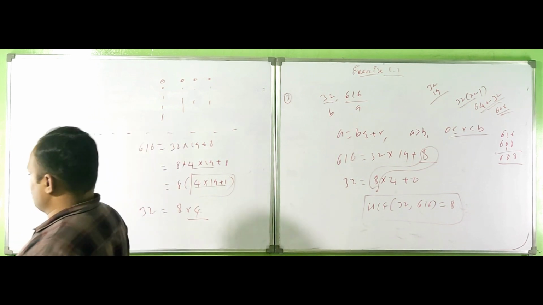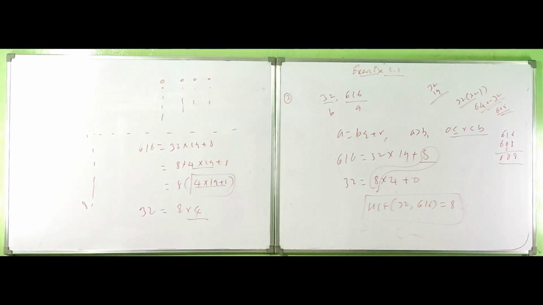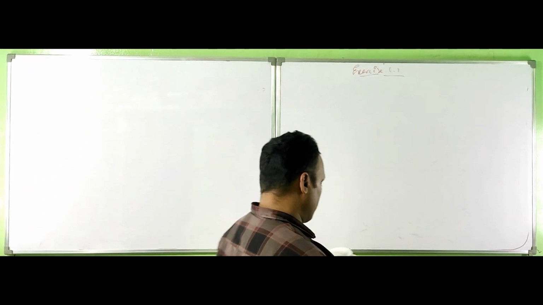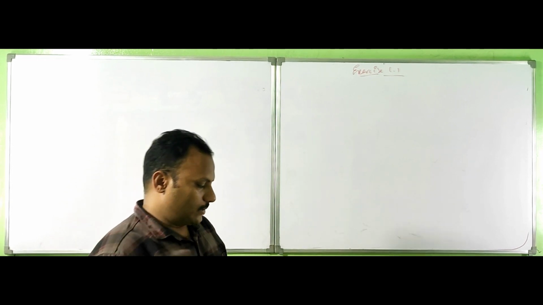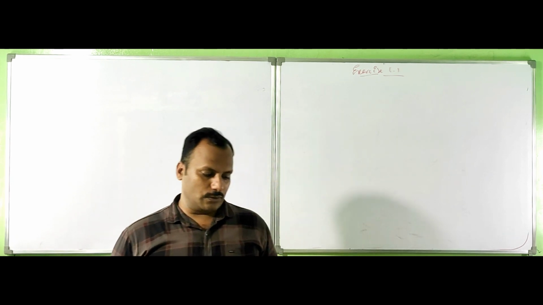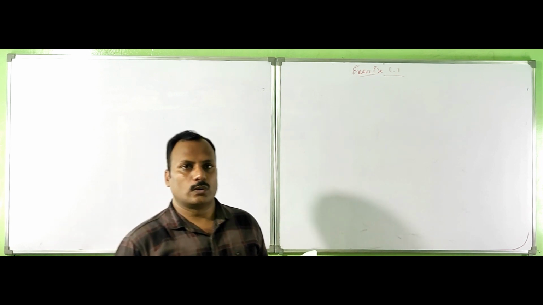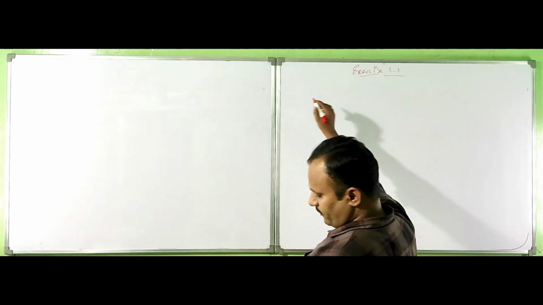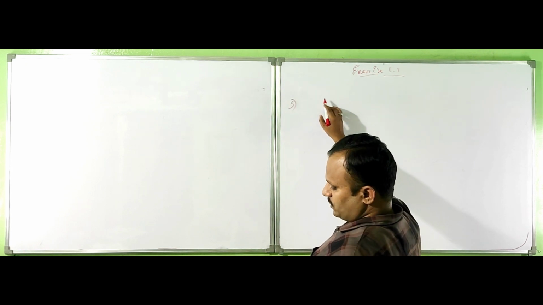Right. Next question is... Okay, I am skipping question number 2 and 4. That is easy, so you can solve it yourself. So question number 5 is: use Euclid's division lemma to show that the cube of any positive integer is of the form 9m plus 1 and 9m plus 8, exercise 5, question number 5.